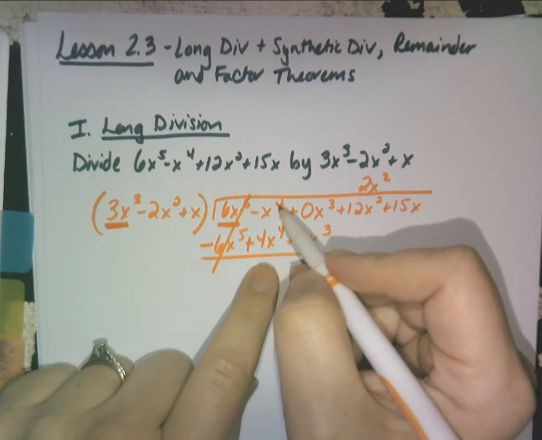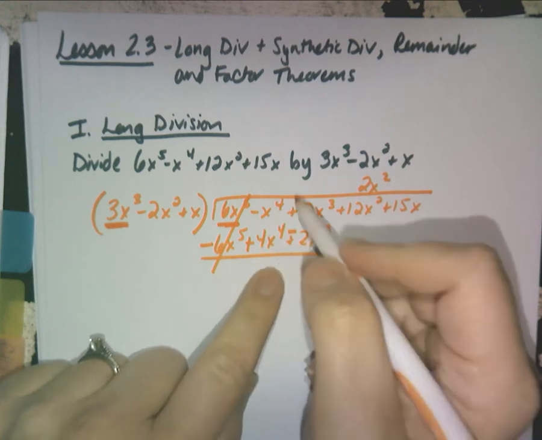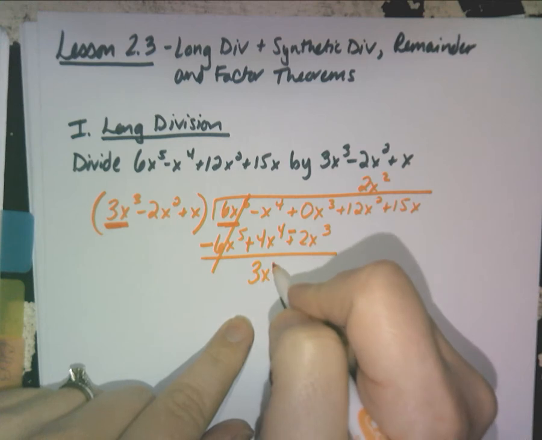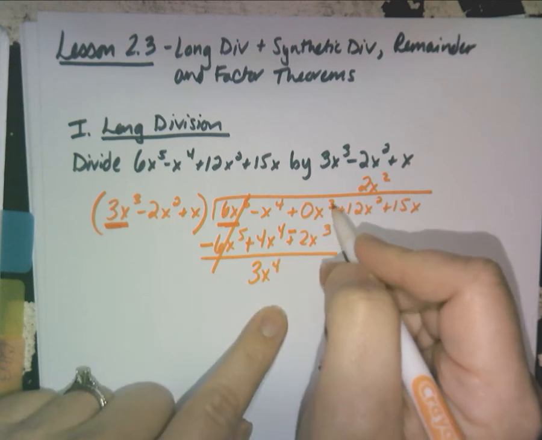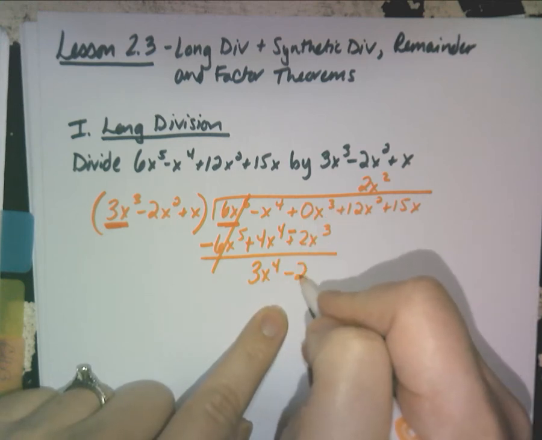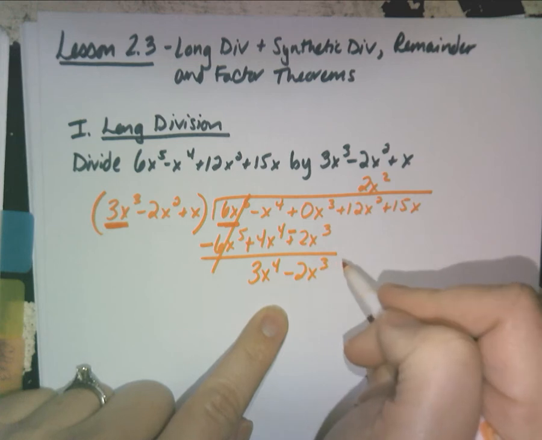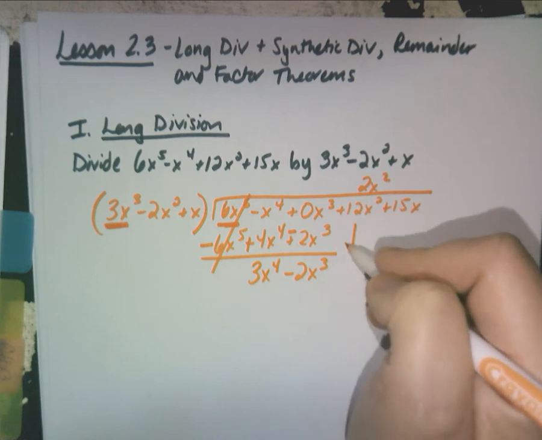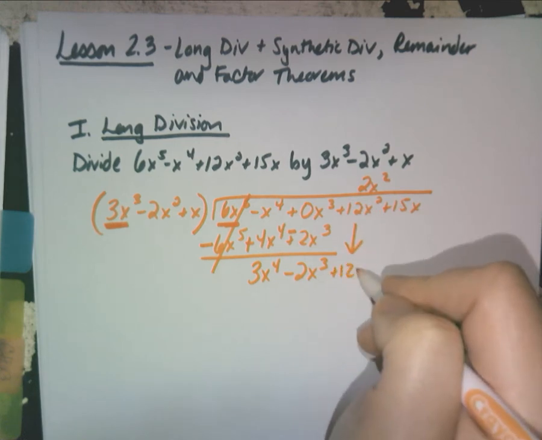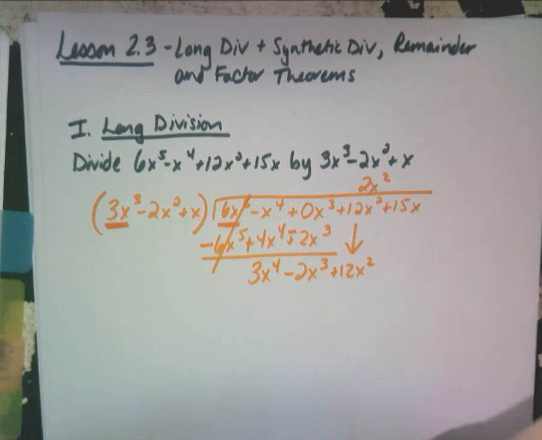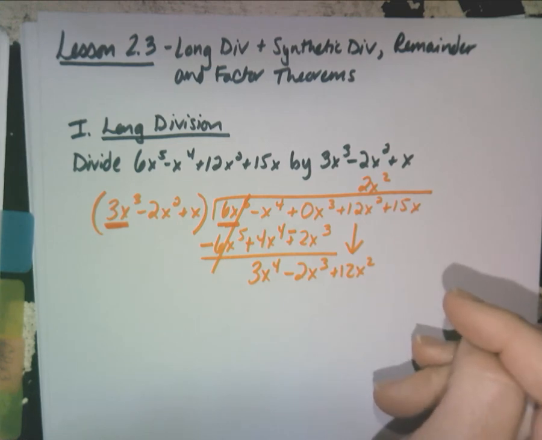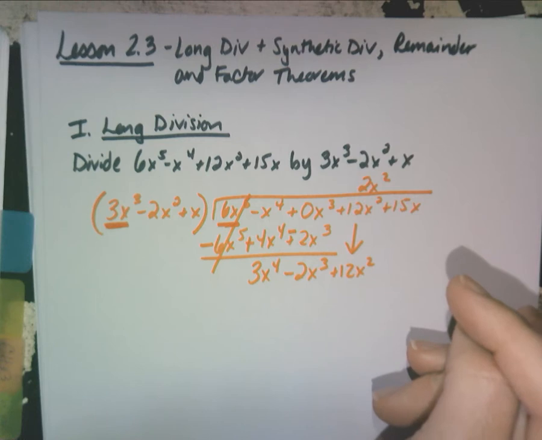If you have a negative x to the 4th and a 4x to the 4th, how many fourths do you have? x to the 4th, 3x to the 4th. And then 0x cubed minus 2x cubed would be negative 2x cubed, right? Okay, now go back to elementary school days. What did you do after that? What would you do with this? Drop down. So plus 12x squared. Do you drop down again? No. Sometimes you do drop down both, but really you just drop down one. And you do that whole process again.